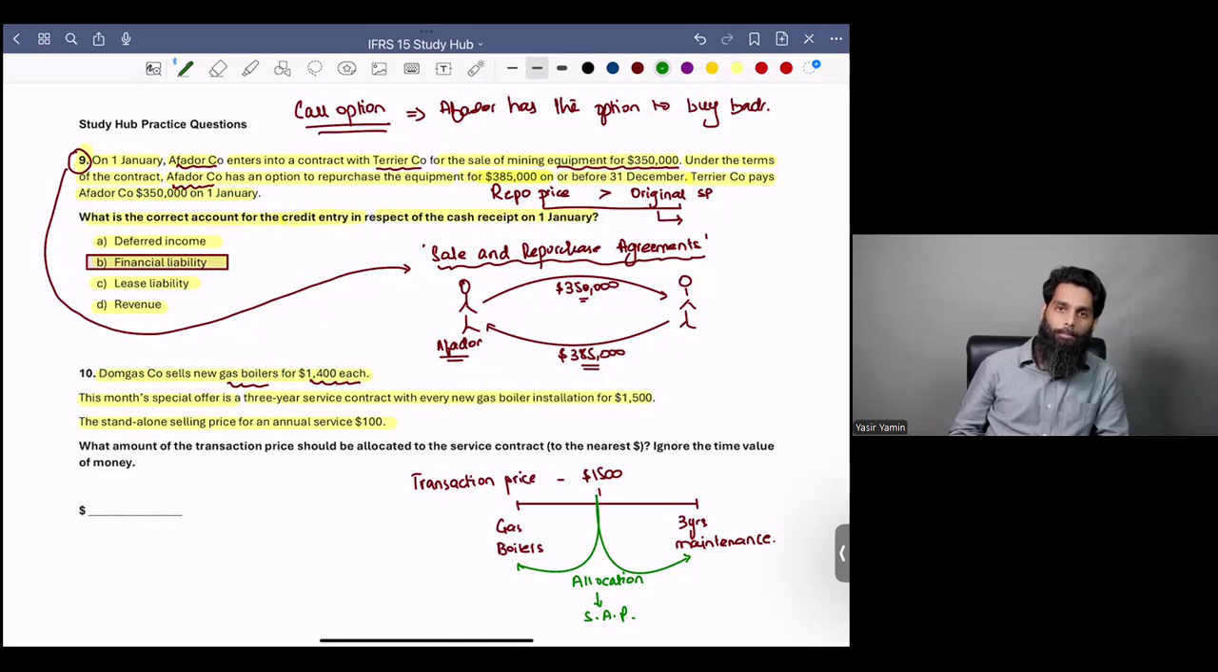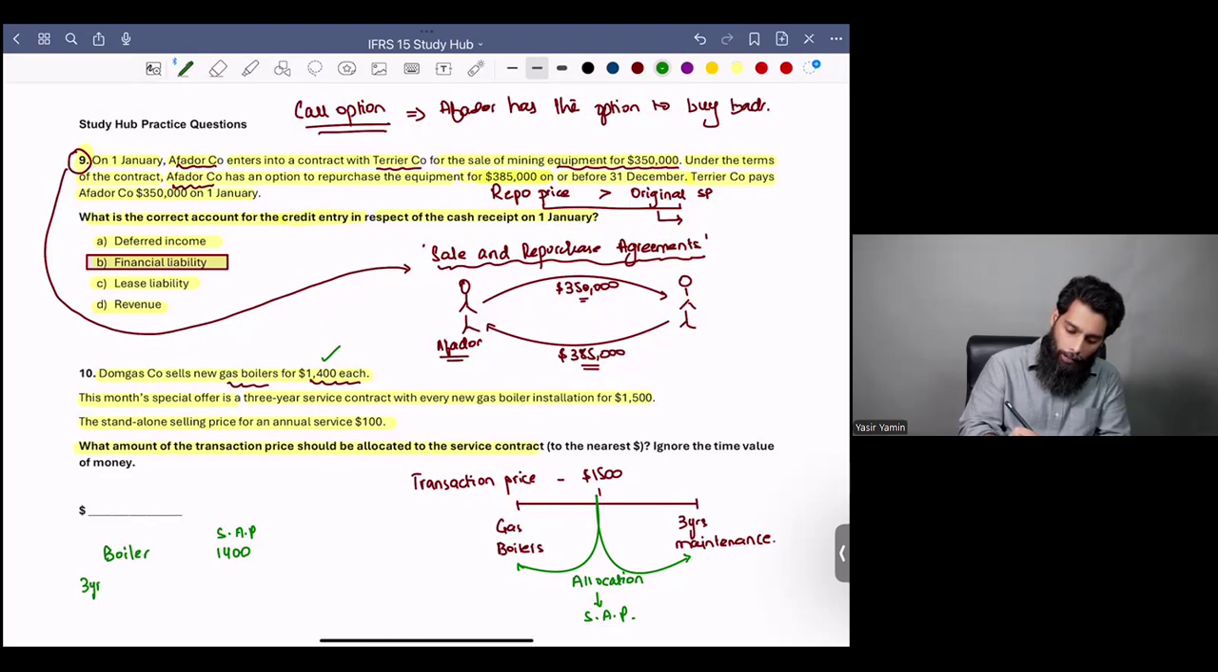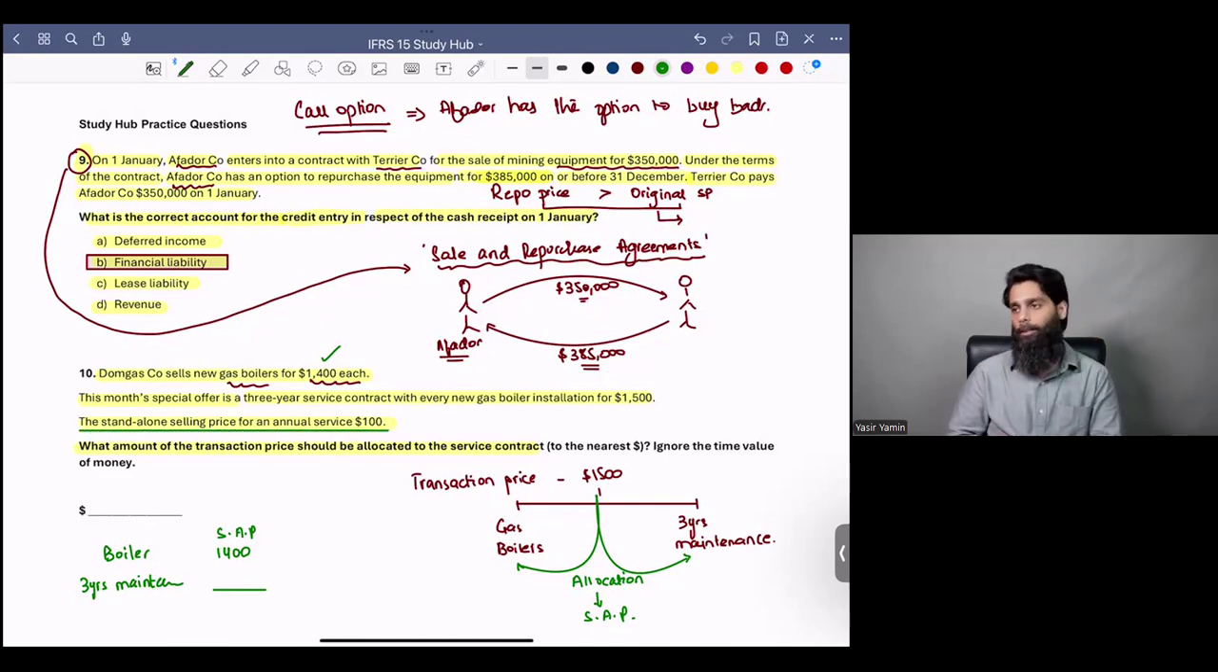Do you all agree? Now, examiner is asking you what amount of the transaction price should be allocated to the service contract. How would you do it? You take the support of standalone prices. If you were to sell a boiler on a standalone basis without any services, only the boiler would be sold for $1,400. And as far as 3 years maintenance is concerned, if you were to sell these on a standalone basis, your examiner says the standalone selling price for an annual service is $100.